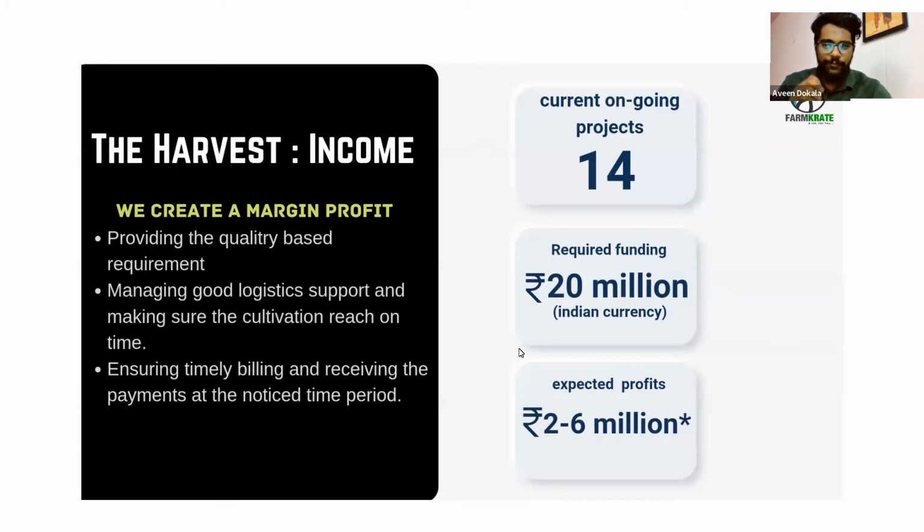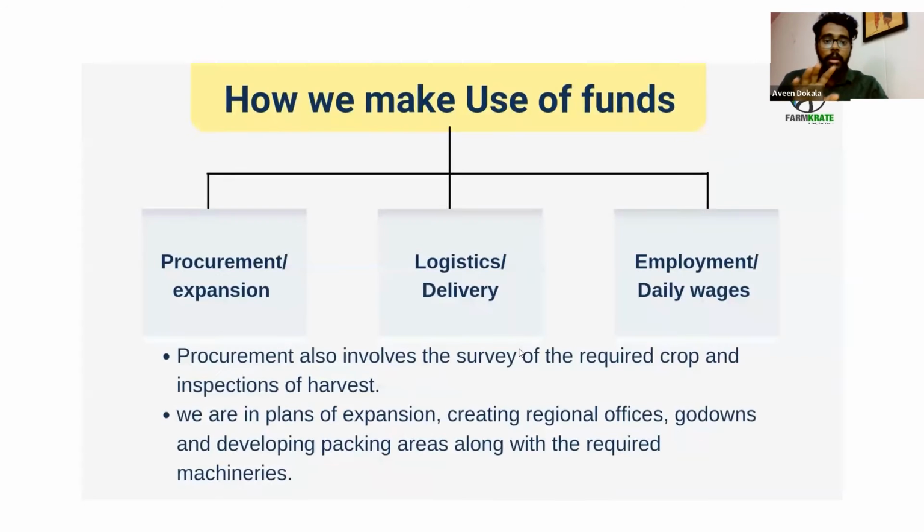At present, we have 14 ongoing projects in hand where there is a requirement of around 2.2 crores of Indian currency. For only three projects, we need 2 crores of Indian currency. For the remaining 11 projects, we regenerate the income from the present ongoing projects, and then we reinvest it in the remaining 11 projects.